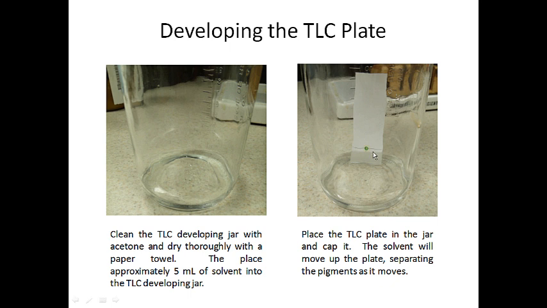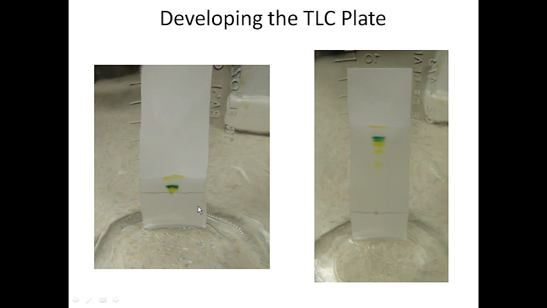The reason that we use a 1 centimeter mark is simply because we don't want the spot immersed in the solution. So when you place the TLC plate in the jar, you're going to go ahead and cap it, and then the solvent will move up the TLC plate, separating the pigments as it moves. So here's sort of the beginning point.